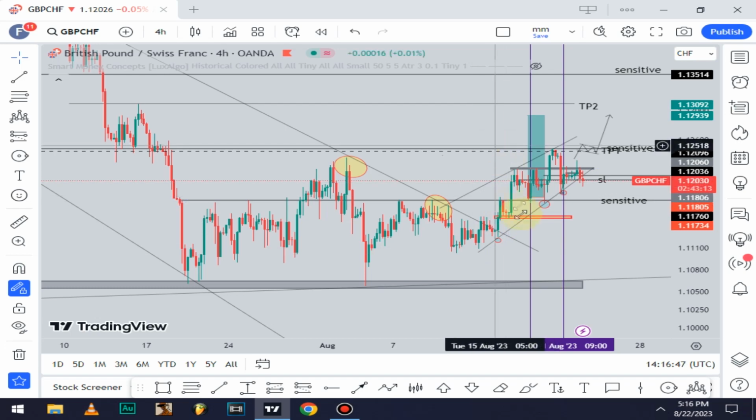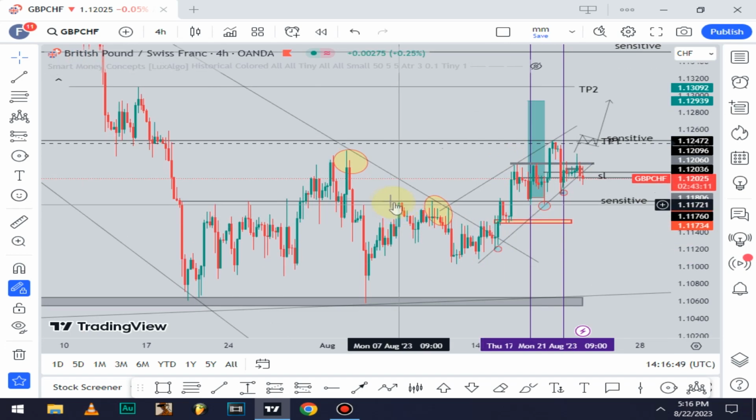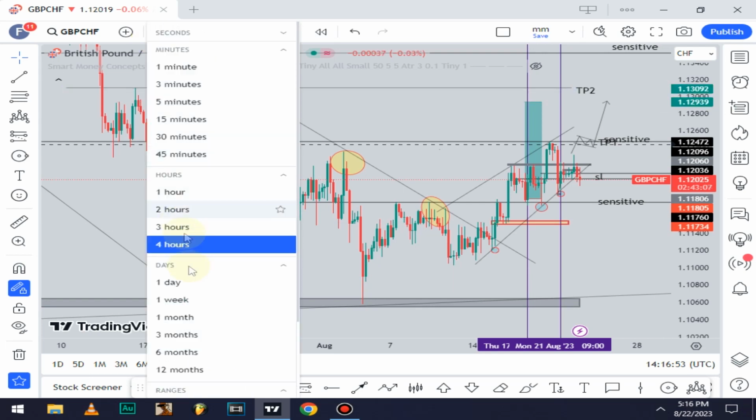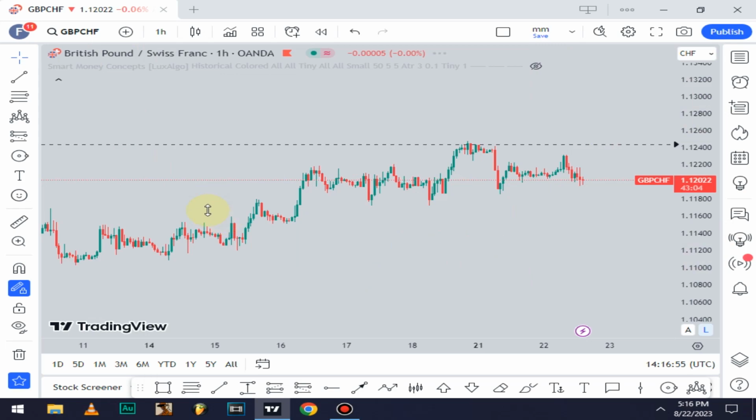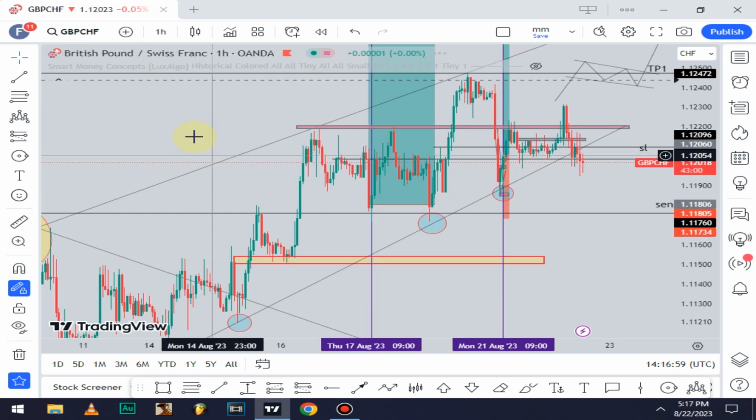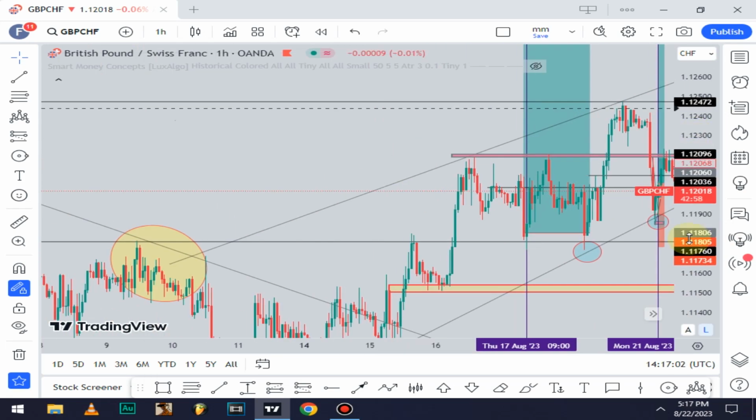So when that happened, I also had this zone marked as very sensitive. That was a very strong resistance. So I went back to the 1 hour and tried to understand what price was trying to do. Everything I did is documented, I'll show you that in a minute too. So you can see that's what's up.